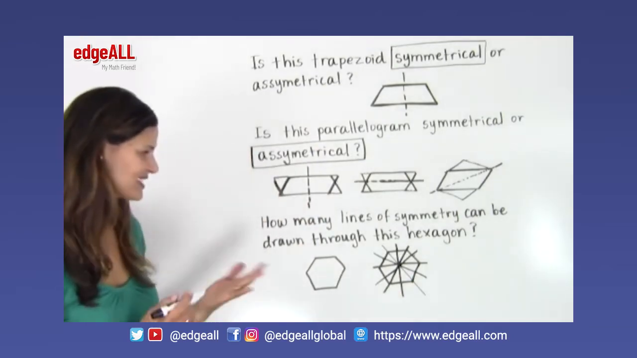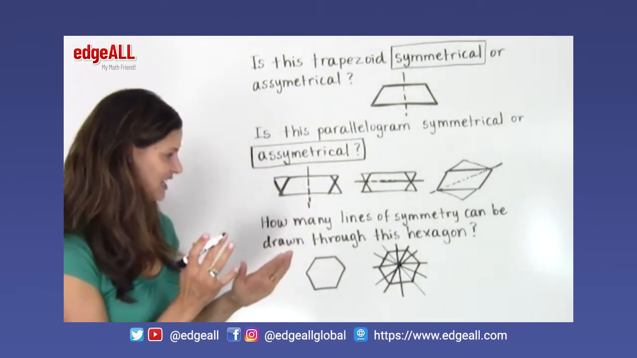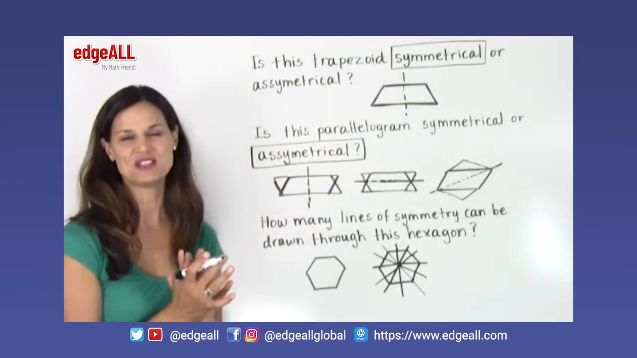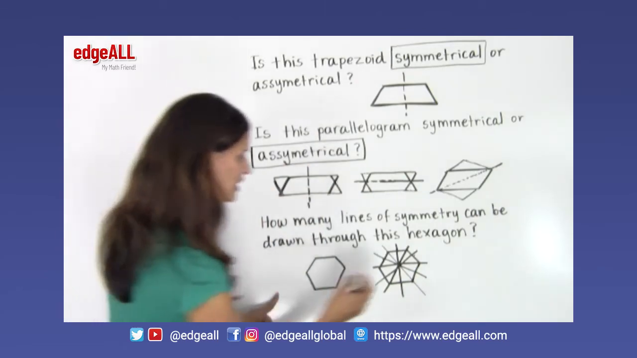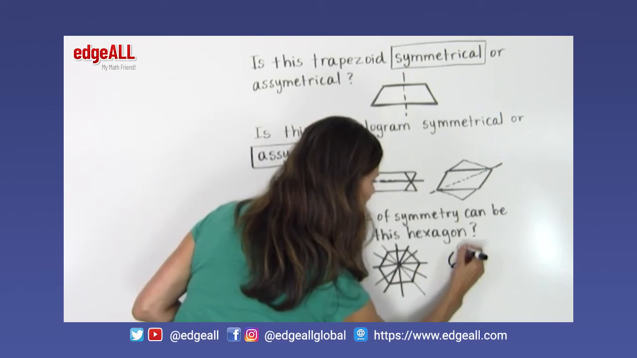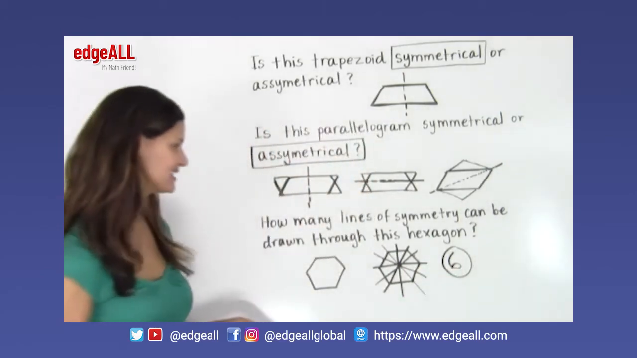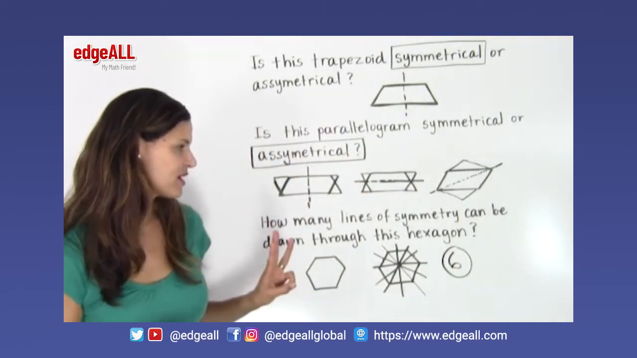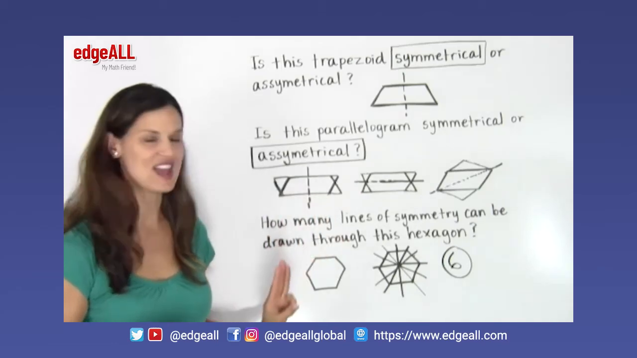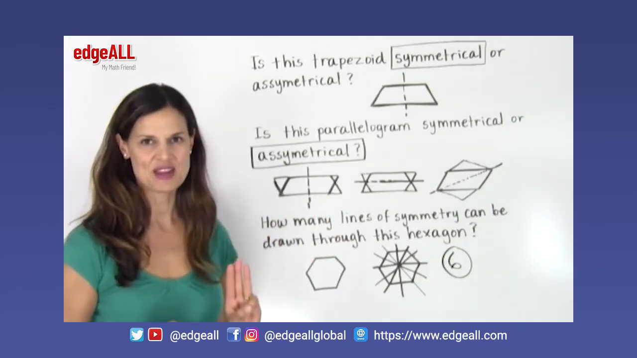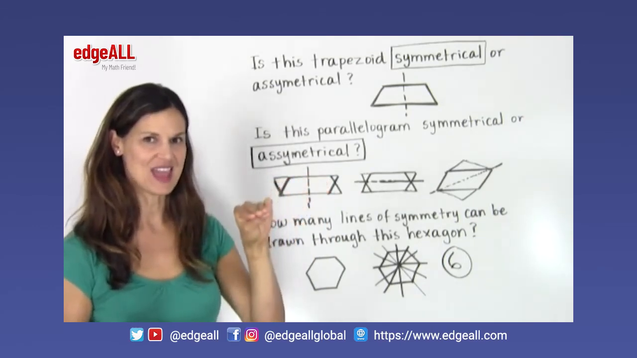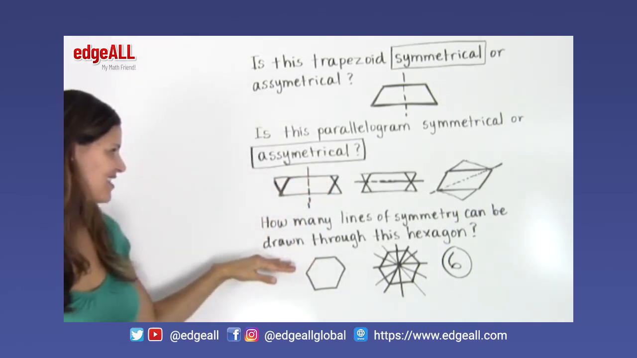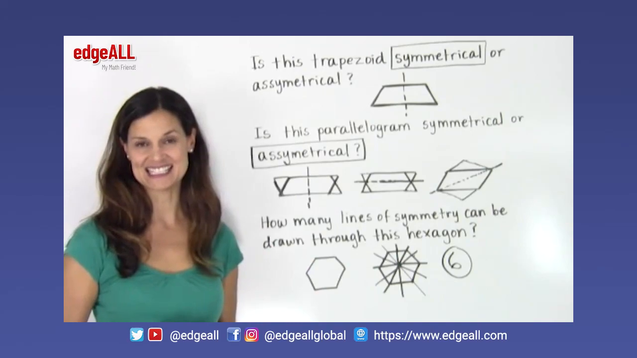And in all those cases, we have a line going through with mirror images of the shape on either side of the line. So there's a total of 6 lines of symmetry in this hexagon. 3 of them go from one corner to the opposite corner, and 3 of them go from the middle of one side to the middle of the opposite side. So a hexagon has 6 lines of symmetry.